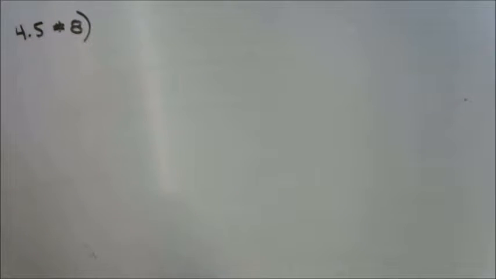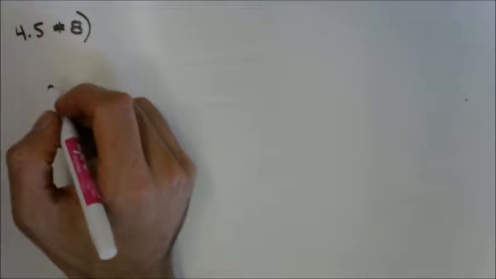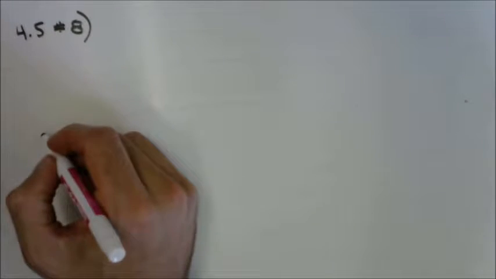Okay, this is homework help 4.5 number 8. We're going to read it together. We need to predict the flight path of a toy rocket. So we've got a toy rocket. I like to draw pictures.